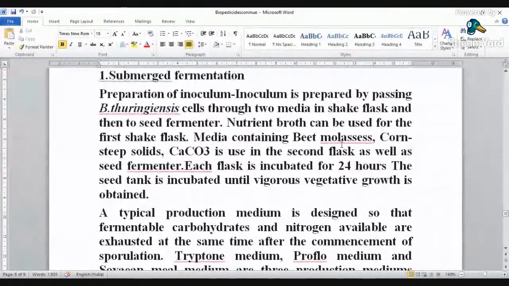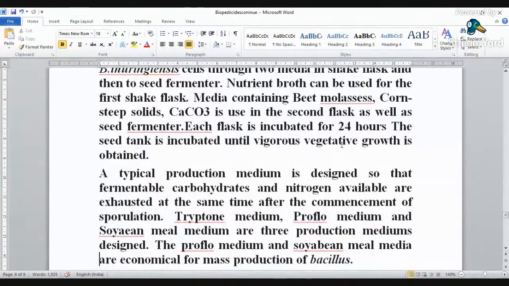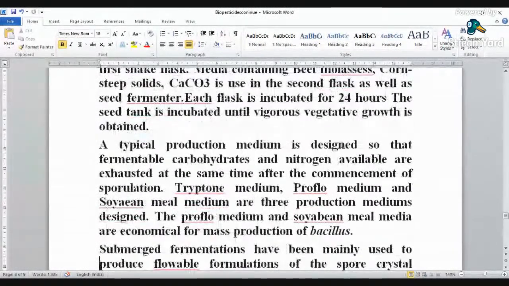Each tank is incubated for 24 hours, and then the seed tank is inoculated with this previously grown medium, then incubated until vigorous vegetative growth is obtained. Incubate it until vegetative growth is seen. Then the seed tank is done, and a large biomass is taken in a large quantity. Then the typical production medium is designed so that fermentable carbohydrates and nitrogen are available and exhausted at the time of, and after, the commencement of sporulation.